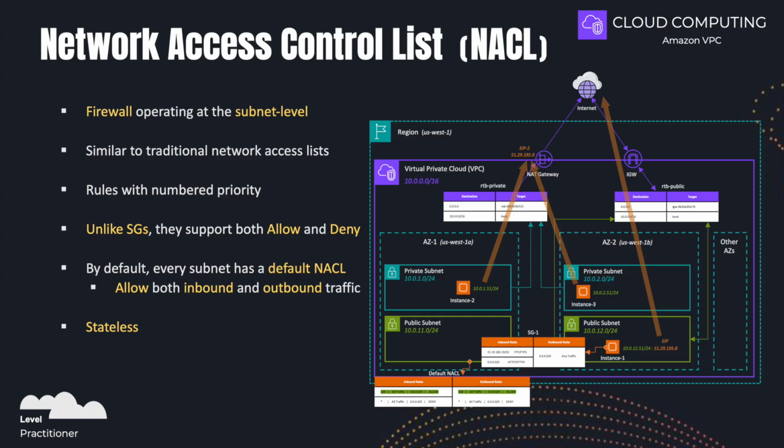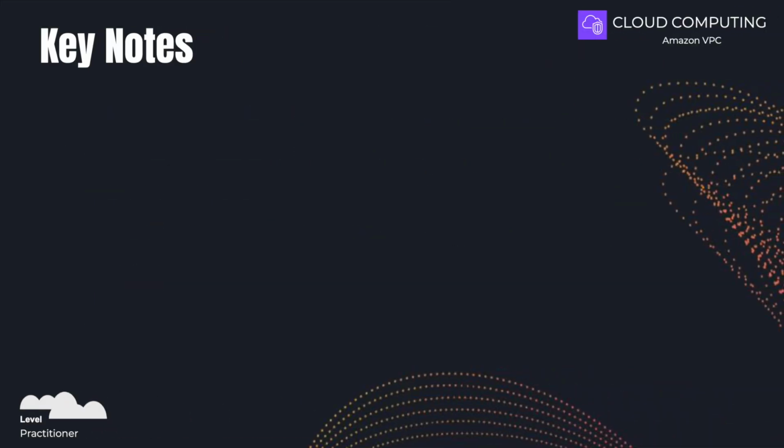This means that with NACLs, you must explicitly configure both inbound and outbound rules since return traffic is not automatically allowed. You can use them when you need broad subnet-level policies, for example, blocking an entire IP address range from ever reaching any of your resources in your subnet, while leaving security groups to handle fine-grained instance-level access control.